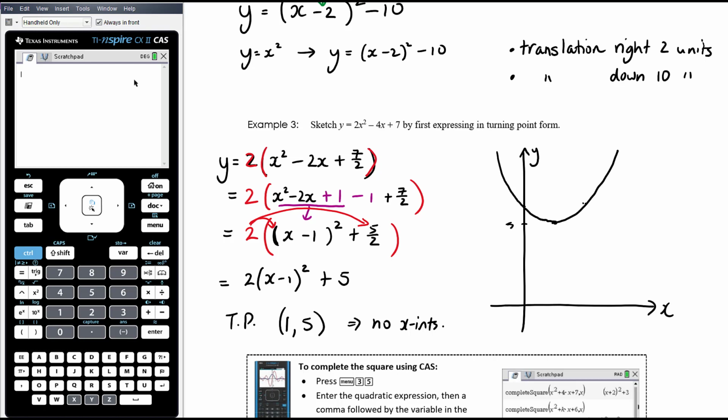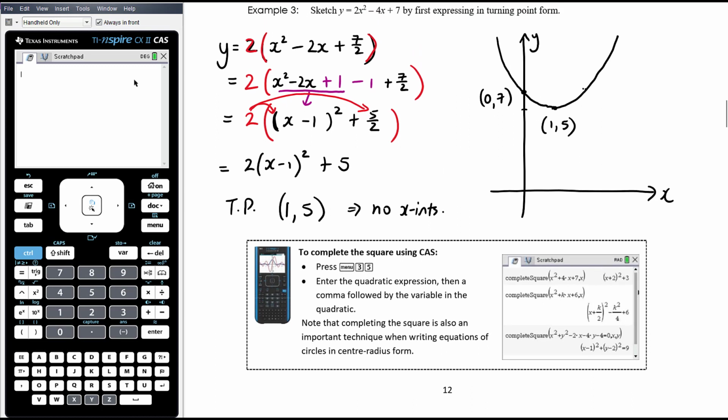Y-axis, x-axis, making sure all my points are labelled. So any intercepts and turning point. Minimum information on the parabola, turning point plus one other point, but you must have all axis intercepts marked. Okay, and there's my graph.